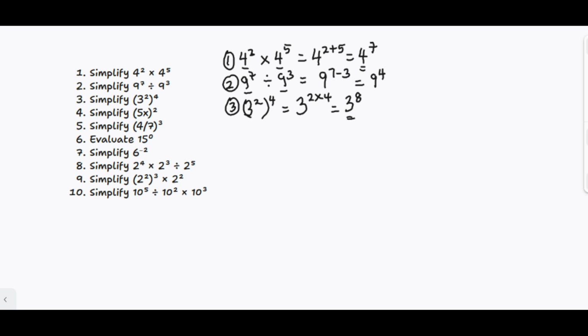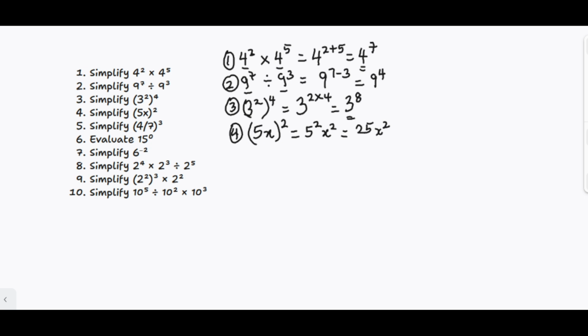So if we are given simplify 5x in brackets, raised to the power 2, what do we do? We simply raise each number in the bracket to the power we are given. So that means we'll do 5 squared and then we also do x squared. What is 5 squared? 5 squared is 25, while x squared is x squared. So our answer here is 25x squared.